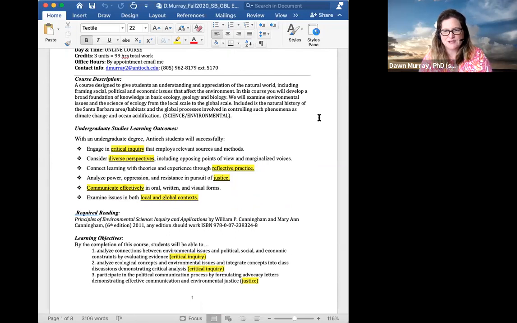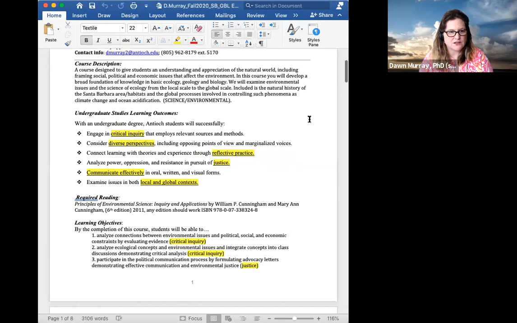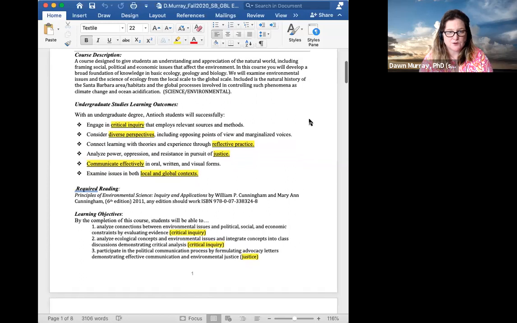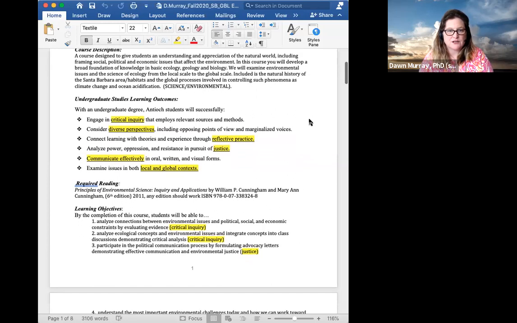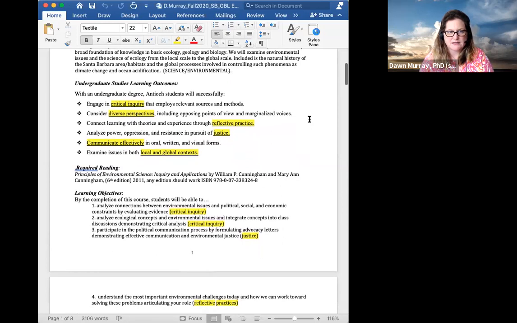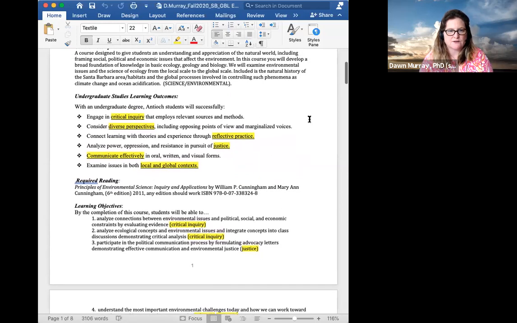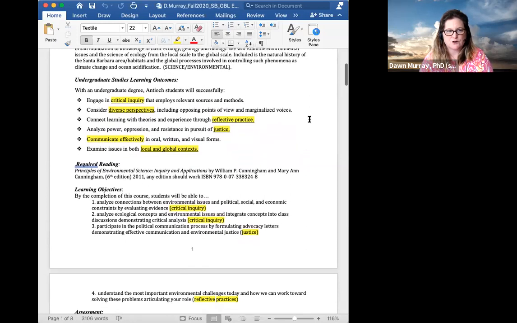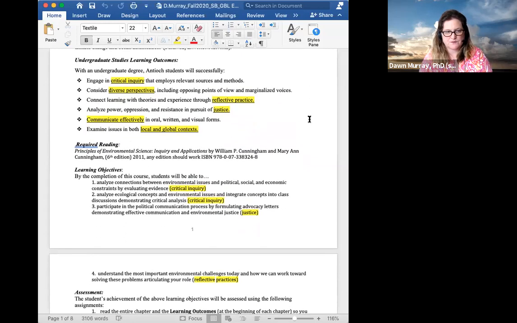In this course, you will learn and develop a broad sense of knowledge in basic ecology, geology, and biology. We're going to examine environmental issues and the science of ecology from a local scale to the global scale. Included is the natural history of the Santa Barbara area, some discussion of habitats, and the global processes involved in controlling such phenomena as climate change and ocean acidification.